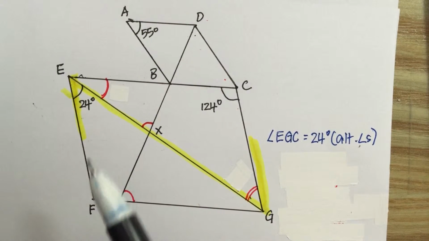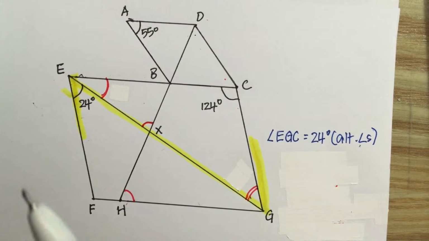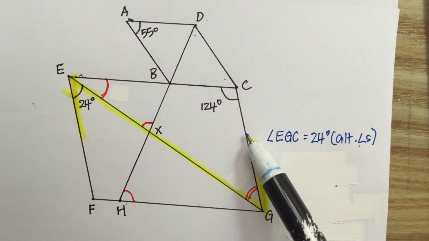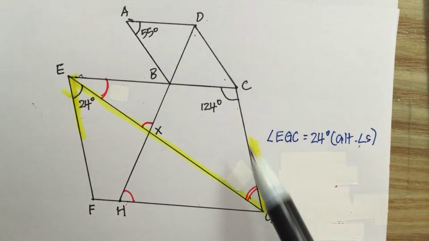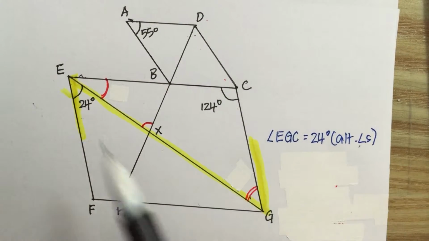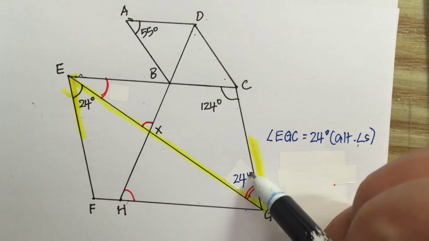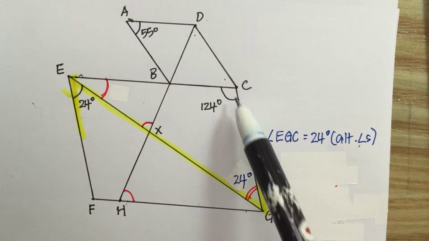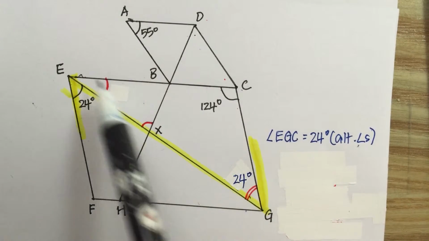As mentioned earlier, since EF and CG are parallel, therefore, making use of the angle property, which is alternate angles, we can find angle EGC. Now, with angle EGC equal to 24 degrees, we can make use of the sum of angles in a triangle to find this angle, which is angle CEG.